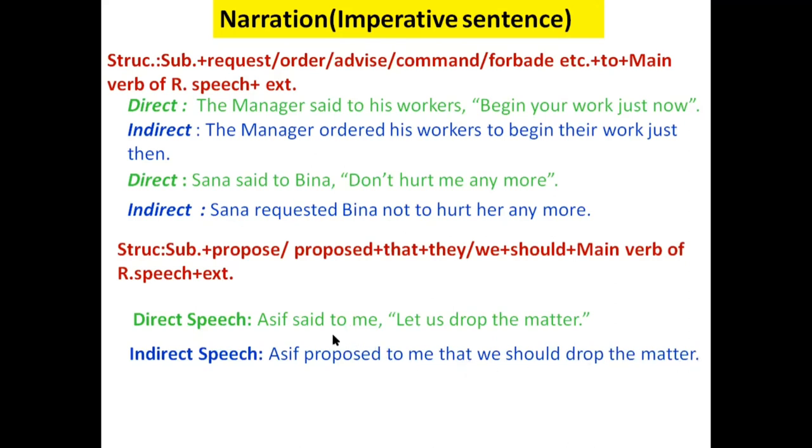Here, you can find an object here. You can also find a sentence without an object. Then you have to change it like: Asif proposed that we should drop the matter. But if there is an object here, we have to add this object also: Asif proposed to me that we should drop the matter. Okay.